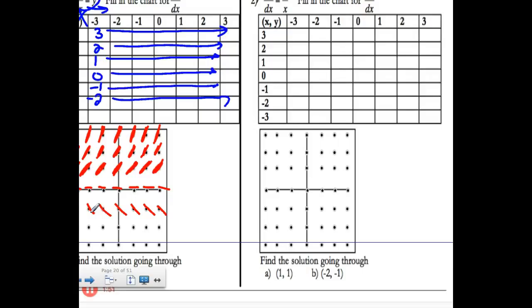All right, now it says find the solution going through, and my thing's blocking it. What point does this say here? 1, 1. That means you're going to drop your feather right there, and you have to draw that dot. The rest of it, you're just going with the flow. So you're going to send yourself as if the wind is going this way, and it's going to pull it right up like that. You don't have to hit the red lines. You just have to go with the flow.